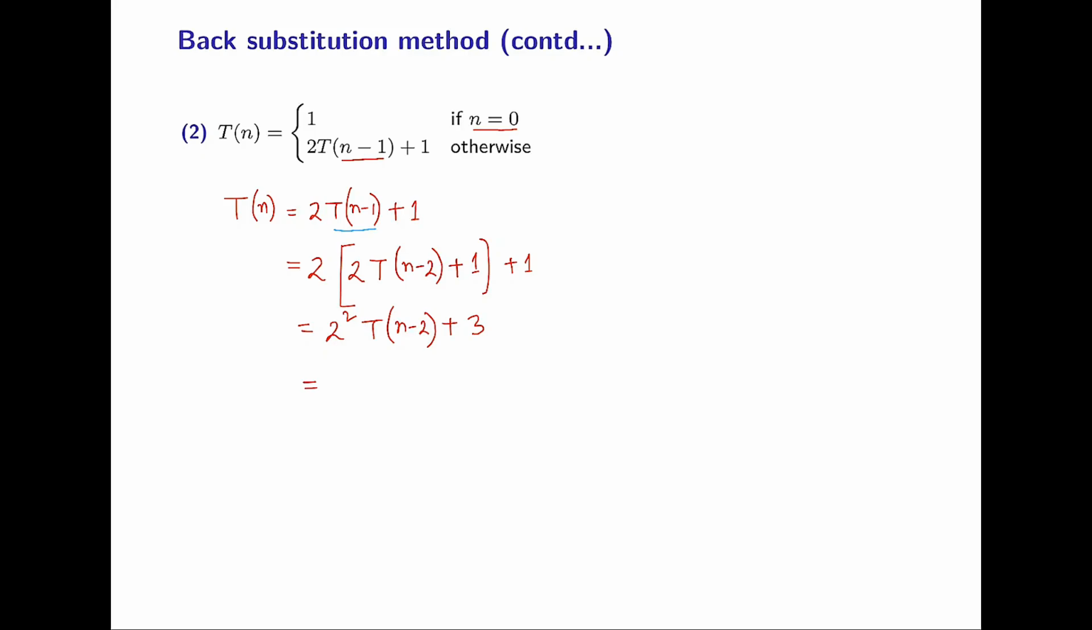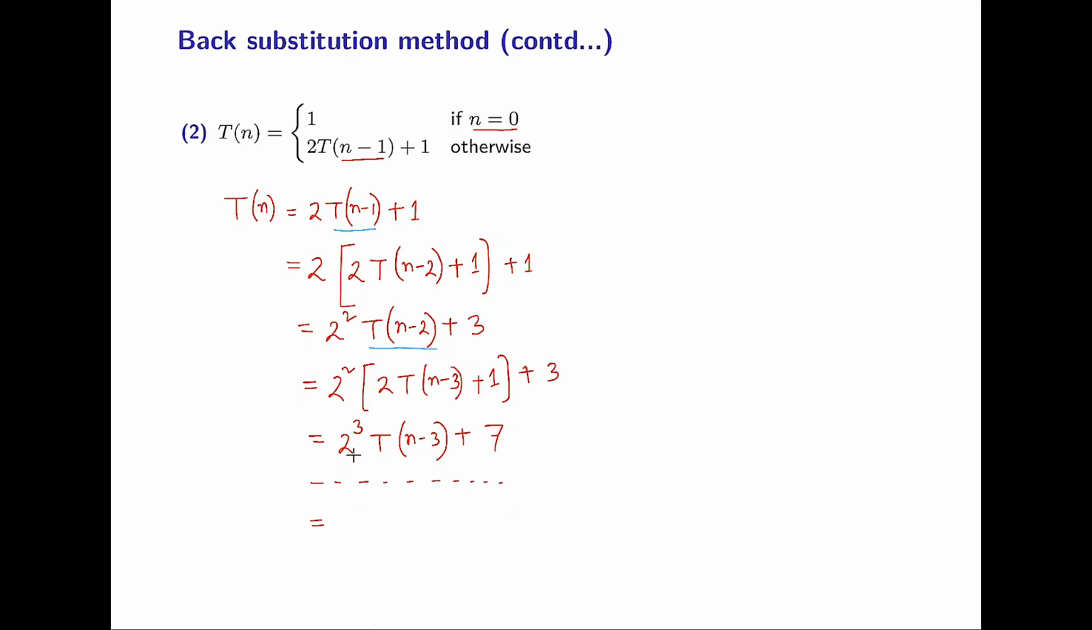Next, if I back substitute, it will be 2 squared times 2T(n minus 3) plus 1, plus this 3, right? If I evaluate, I will get 2 cubed T(n minus 3) plus 2 squared into 1, which is 4, 4 plus 3, 7. Can you see a pattern here?